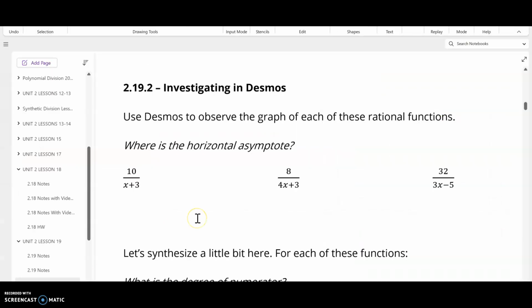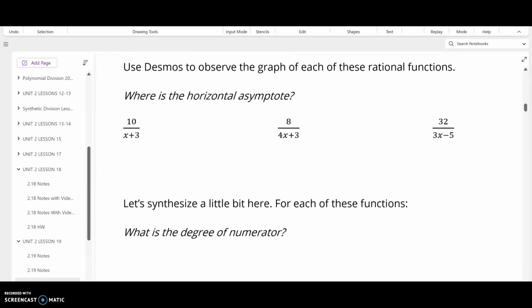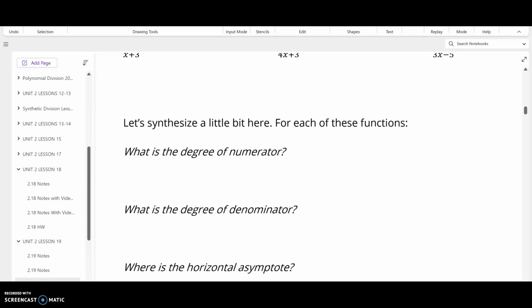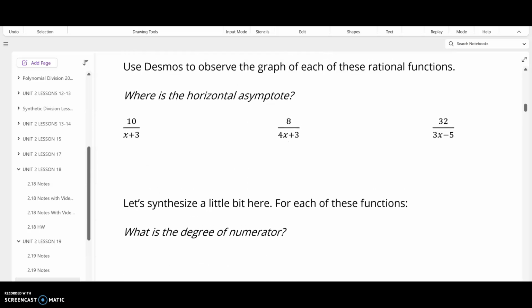So we can go back here and we can answer these questions now. Let's synthesize a little bit. What's the degree of the numerator for each of these? Well, the degree of the numerator in each instance is 0. Okay, so I have degree 0 for each one of these functions. So the degree of the numerator is 0 for each of these functions.